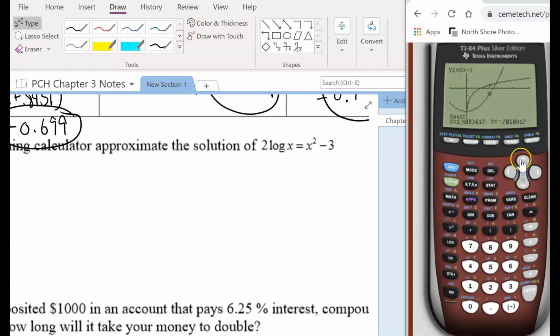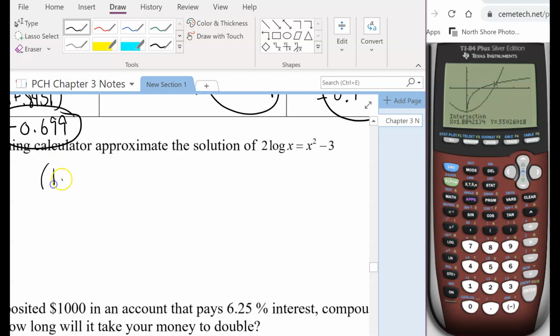And now it's looking for a guess. So we can scroll over a little bit closer to the guess if we want to. Normally you can just hit enter and it should figure it out. So let's go ahead and hit enter after we scroll closer. And it's calculating. Alright, and it tells us that the intersection here, so one solution to this is 1.88, comma 0.55. So that's one solution.